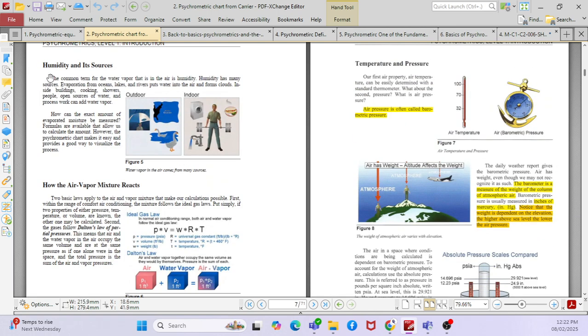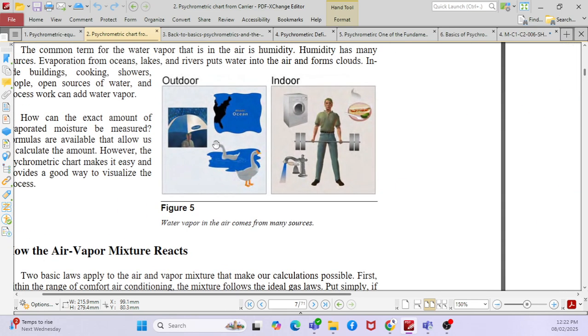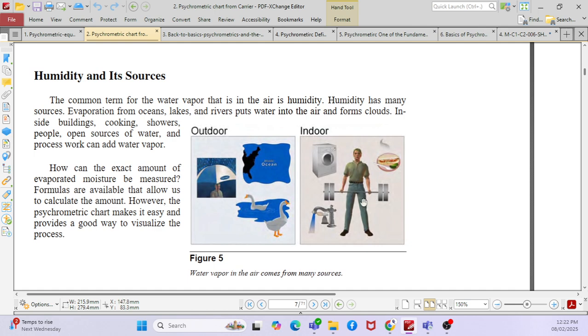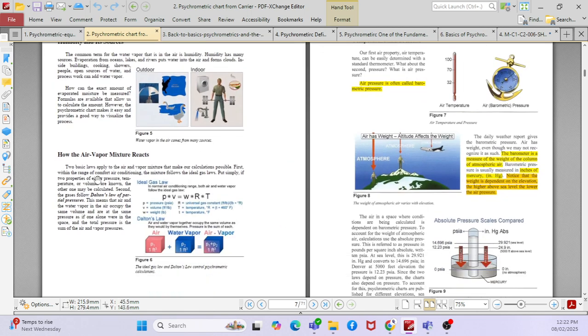Then you can talk about humidity and its sources, where the humidity comes from. For example, when you exercise, you sweat. That sweating is nothing but moisture. Humidity is nothing but moisture. When you cook, the food consists of moisture. The water particles consist of moisture. So these are the humidity sources, and then how the air and vapor mixture reacts.